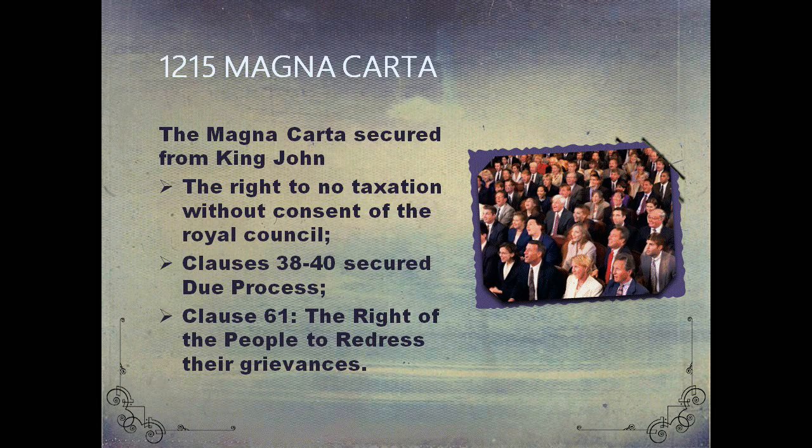Our 4th, 5th, 6th, 7th, and 8th amendments in our Bill of Rights come from clauses 38 through 40 in the Magna Carta. We did not invent them. We inherited them. Clause 61 of the Magna Carta gives us a very important part of our First Amendment as well. Clause 61 of the Magna Carta says the people have a right to petition the government for a redress of their grievances. We did not invent that. We inherited it. How many of you think that kings being told what to do by people is going to go over well?